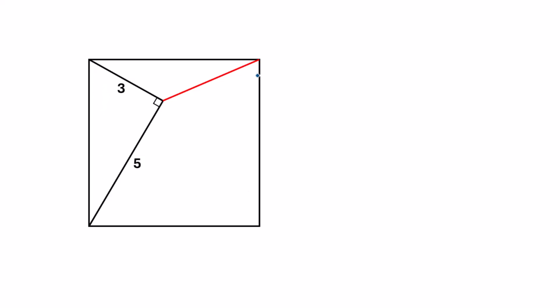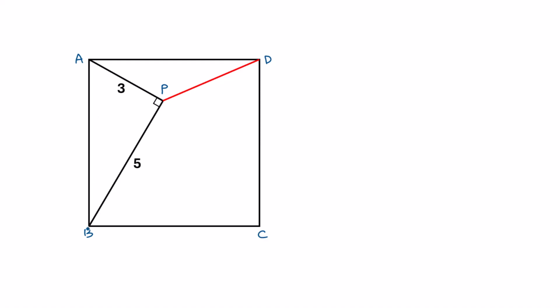We have a square. Consider this square is A, B, C, D. And there is a point inside this square. This is P. Such that the distance between this point A and P is 3 units.